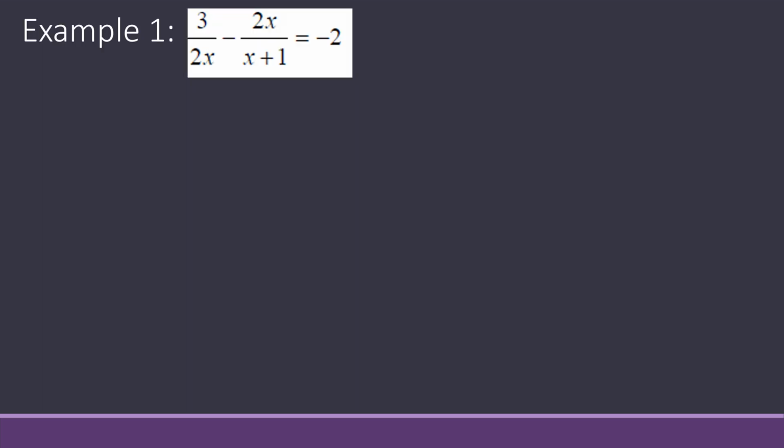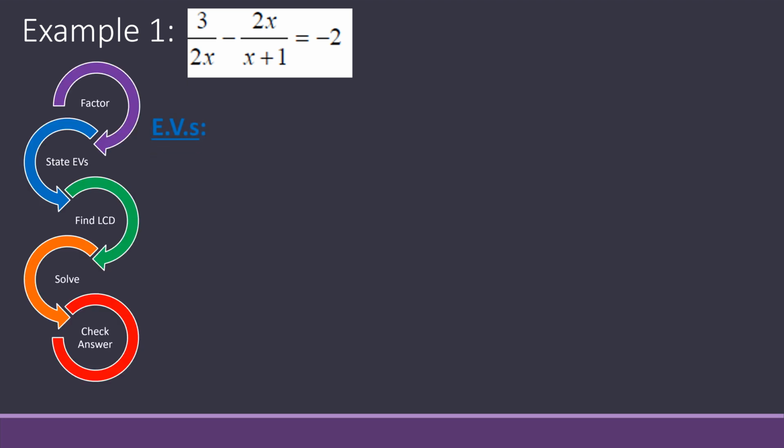So first example, 3 over 2x minus 2x over x plus 1 equals negative 2. Good thing about this one, you don't have to factor anything. You can jump right to finding the excluded values. Set 2x equal to 0 and x plus 1 equal to 0. So the two exclusions from the domain are 0 and negative 1.